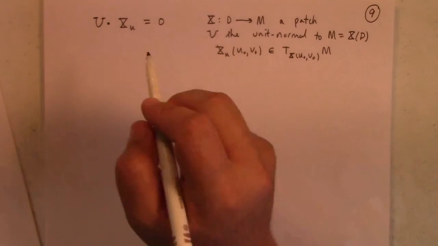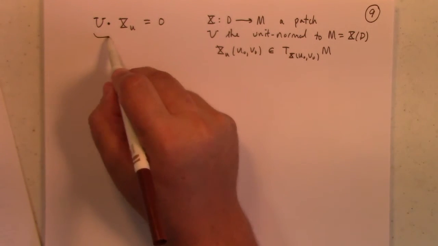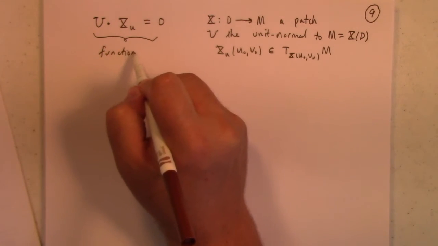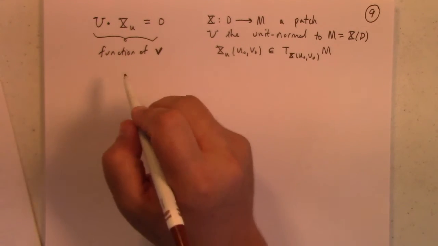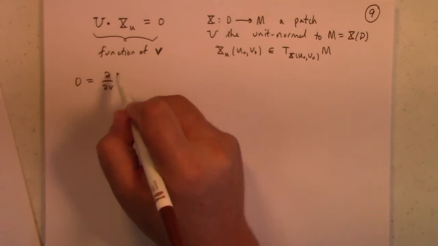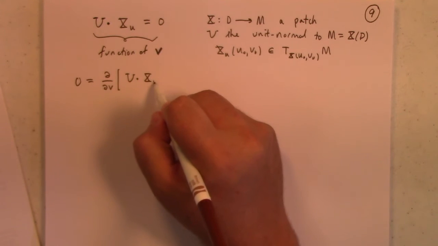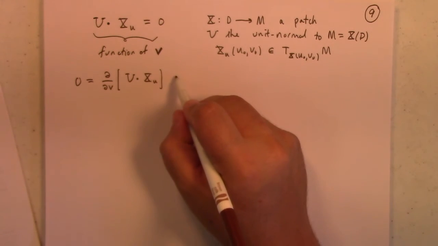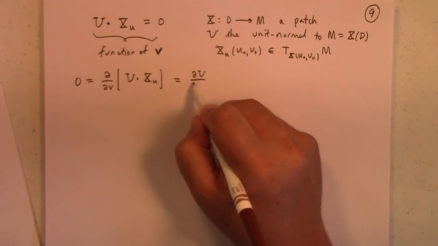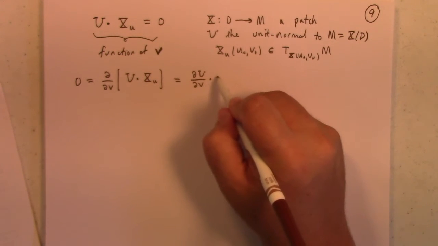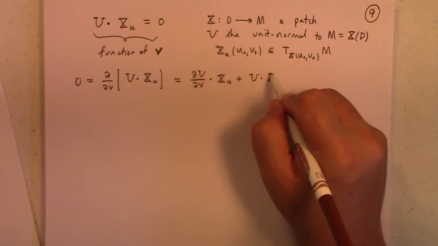And so great, but this we can look at as a function of v in particular, and that means we can say 0 is equal to the partial derivative with respect to v of u dot x sub u, partial velocity, right? And then the product rule gives me partial u partial v, or u sub v if you like, dot x_u, plus u dot x_uv, with the obvious meaning, right?